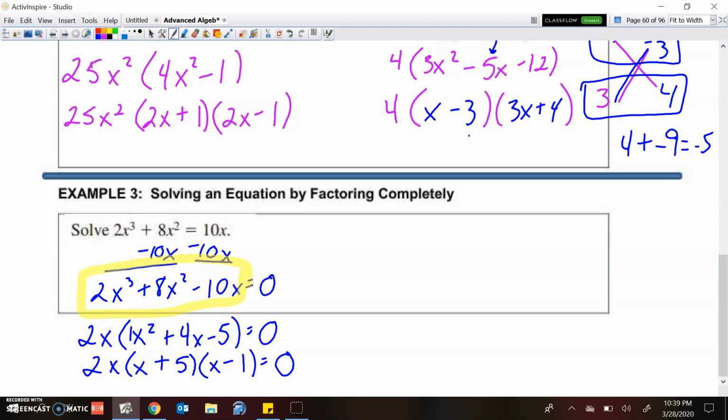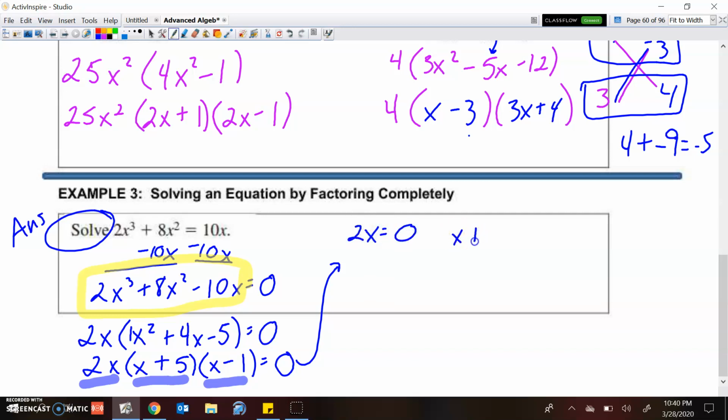Okay? All right, up till now we've been ignoring that equals 0. Here's where this comes into play. They want us to solve it, so that means they want an answer. They want to know what these values are. Okay, so bringing this up here, I'm going to take each term, and by term, what I'm referencing is 2x, x plus 5, and x minus 1. I'm going to take each of them and set them equal to 0. So 2x equals 0, x plus 5 equals 0, and x minus 1 equals 0.